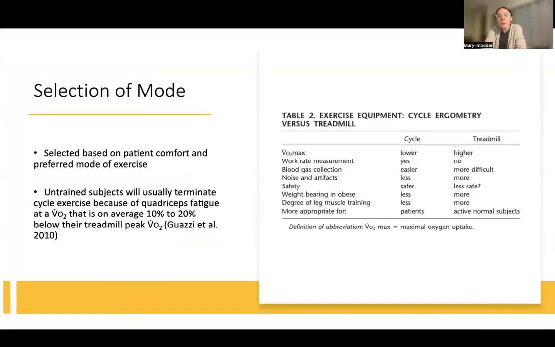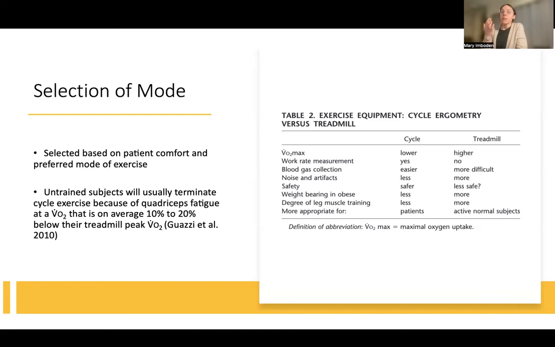Now, a few things to consider. The mode that is selected for the test will impact the results. One of the measures that we always use to assess max effort with a cardiopulmonary exercise test is our respiratory exchange ratio. And really, most people would agree that anything over 1.1 for our respiratory exchange ratio equals max effort.